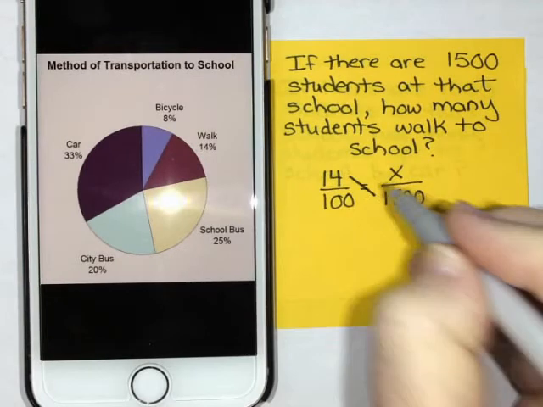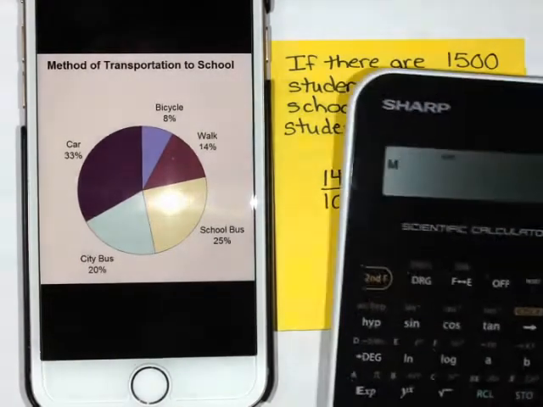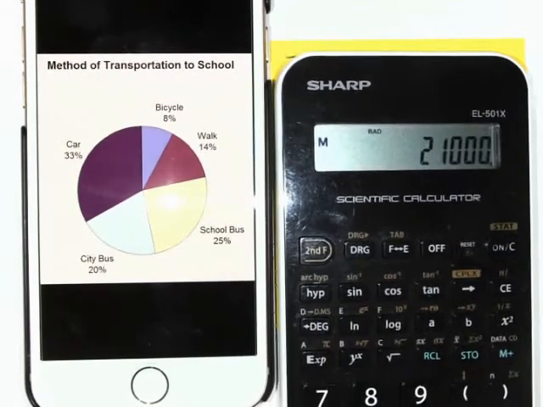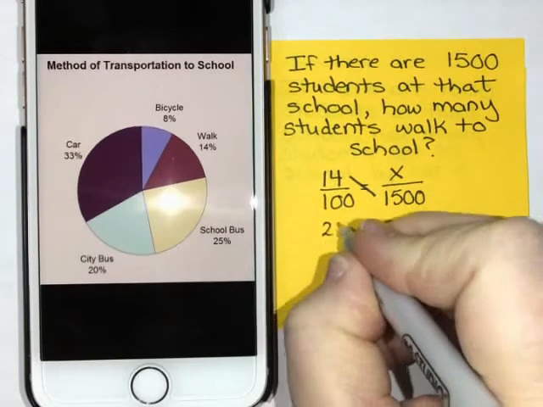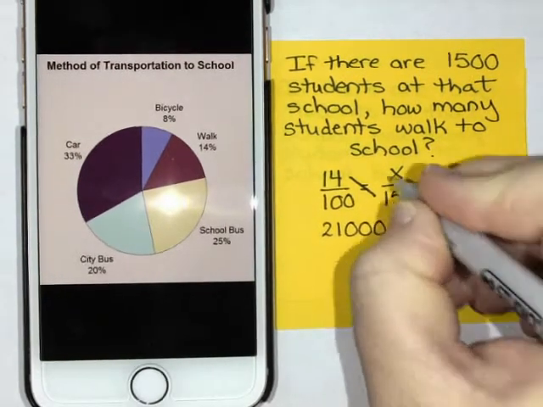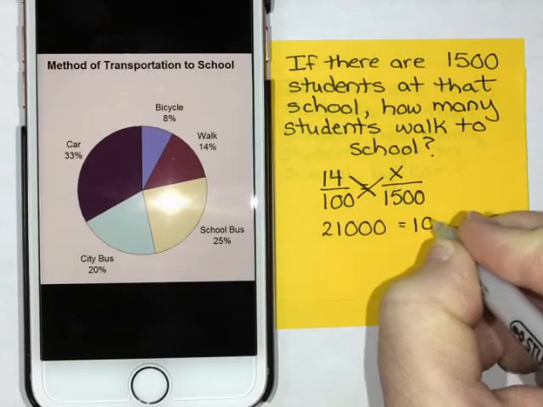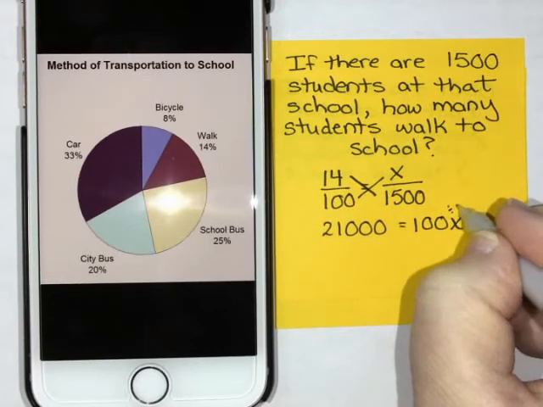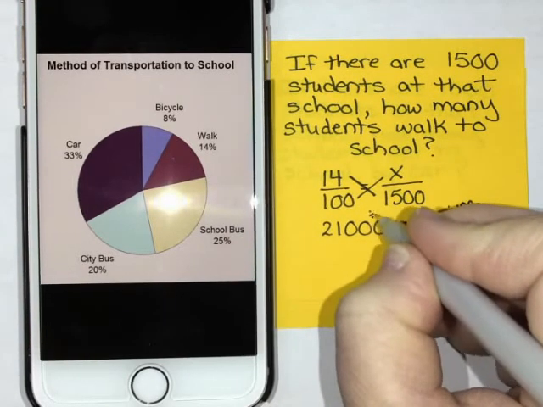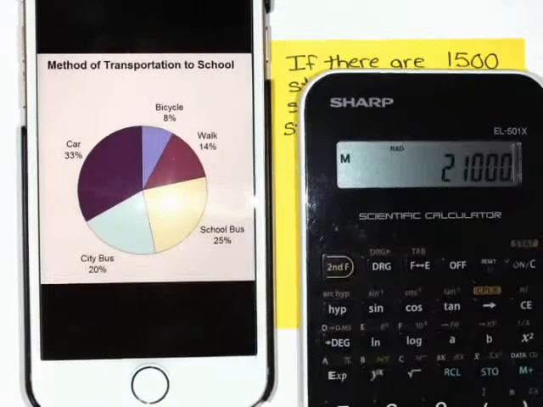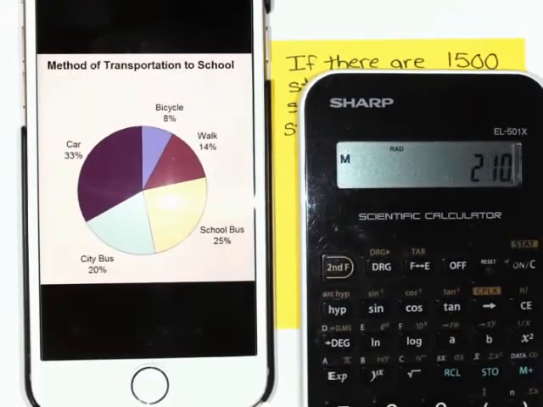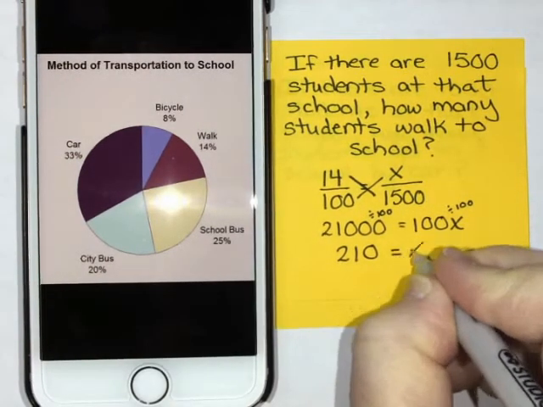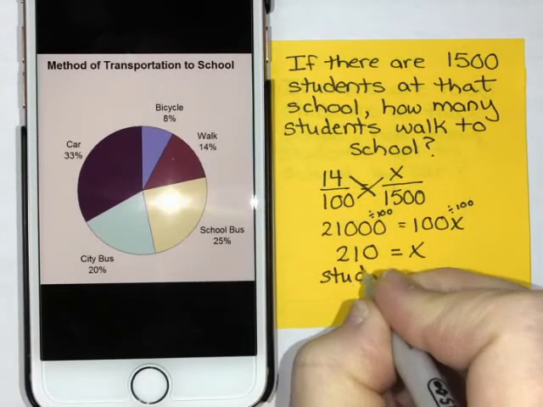So I'm going to multiply 14 times 1,500. I'm going to use my calculator to do that. And I get 21,000. And then I'm going to multiply 100 by x to get 100x. And then solve for x by dividing both sides by 100. So 21,000 divided by 100 is 210. So there are 210 students that walk to school.